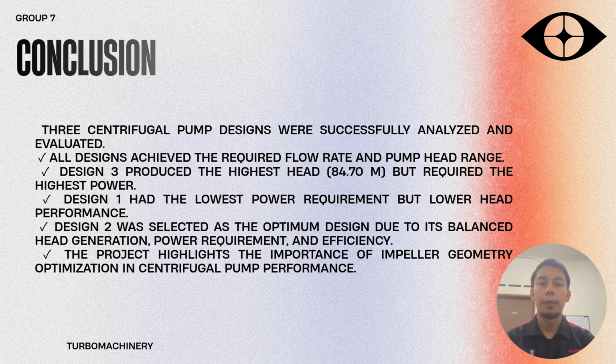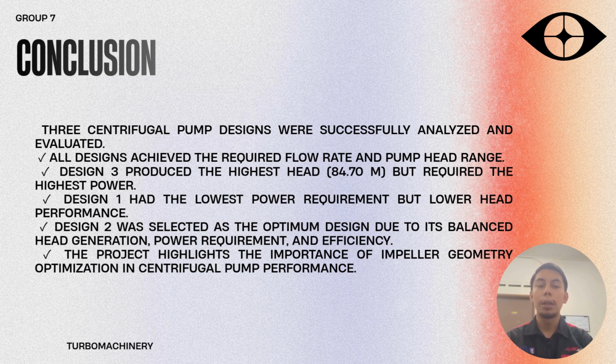Next, for the conclusions of our project, we have found that three centrifugal pump designs were successfully analyzed and evaluated. First, all designs achieved the required flow rate and pump head range. Design 3 produced the highest head, which is 84.70 meter, but required the highest power. Design 1 had the lowest power requirement, but lower head performance.